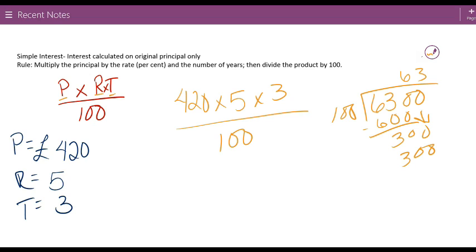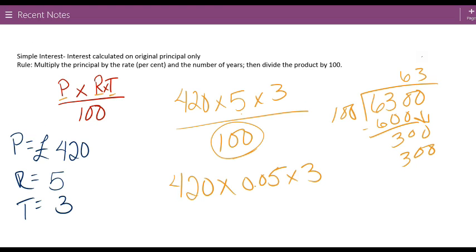Now, because we're just working in multiplication and division, you can divide by this 100 at any point. So you could also write it as 420 times, if you're familiar with thinking in percents and decimals, I just took my 5, divided it by 100, and got 5/100ths as a decimal. So that's another option that you can use.